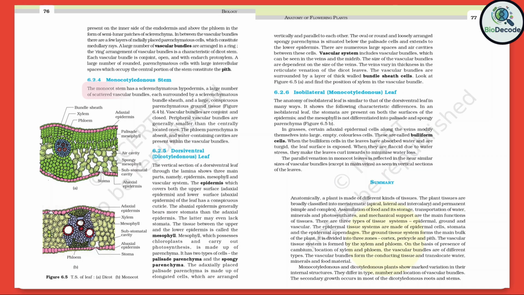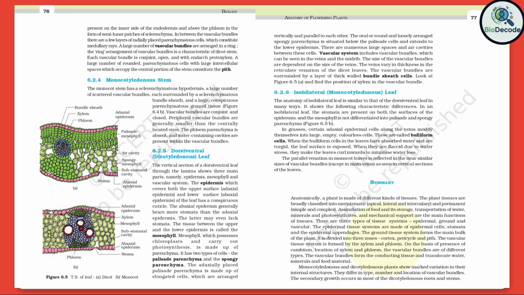Monocotyledonous stem. The monocot stem has a sclerenchymatous hypodermis and a large number of scattered vascular bundles, each surrounded by a sclerenchymatous bundle sheath. It also has a large, conspicuous parenchymatous ground tissue, as shown in Figure 6.4b. The vascular bundles are conjoint and closed. Peripheral bundles are generally smaller than the centrally located ones. Phloem parenchyma is absent, and water-containing cavities are present within the vascular bundles.